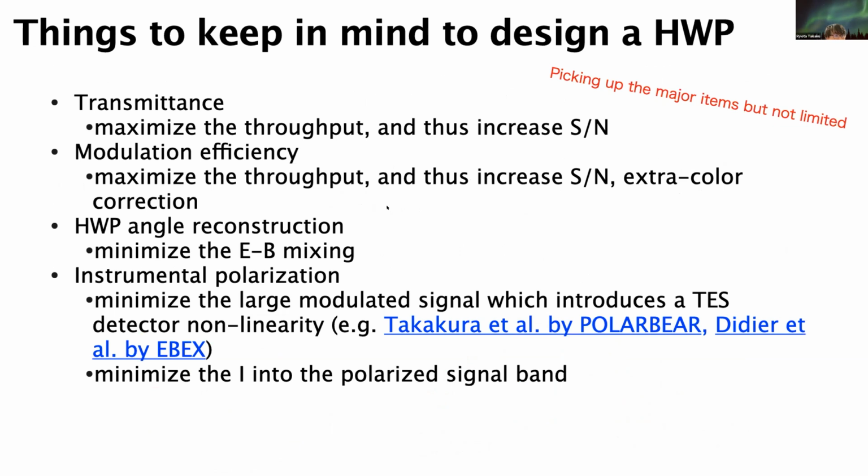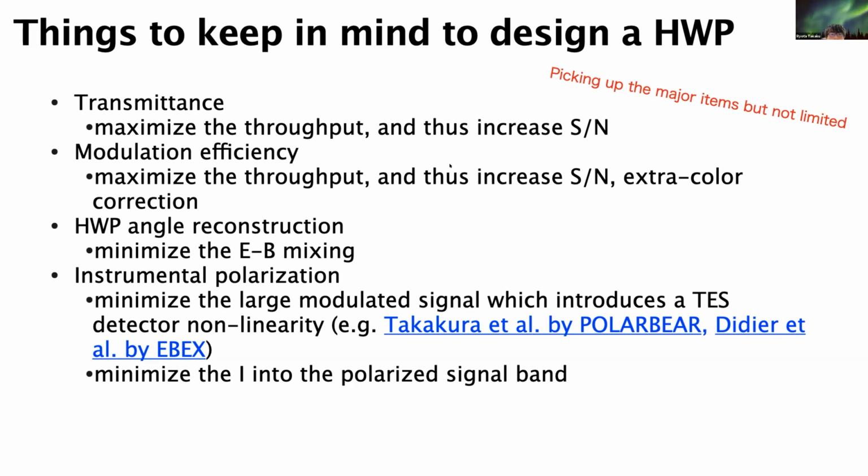Since the half-wave plate is one of the sources of systematic effects, we need to care about the half-wave plate itself. There are many items to study for the half-wave plate parameters. When we list the major items, for example, we need high transmittance and modulation efficiency to maximize the throughput and thus increase the signal-to-noise ratio.